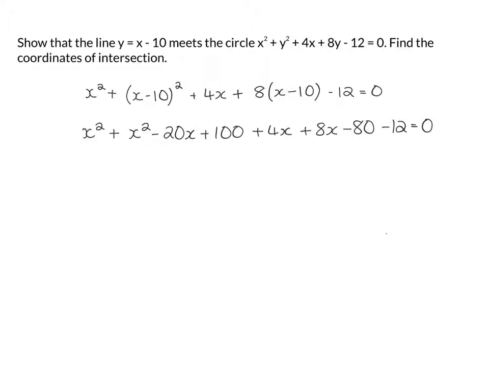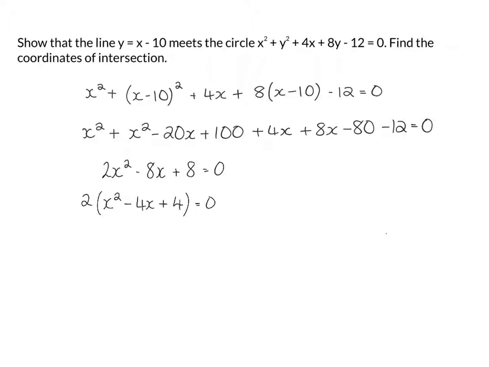So x squared plus x squared is 2x squared. Minus 20 plus 4x plus 8x is minus 20, add 12, which is minus 8x. And then we've got plus 100 minus 80, so that is 20, take away 12, which is plus 8 equals 0. So at this point we can take a common factor, so 2, x squared minus 4x plus 4 equals 0.